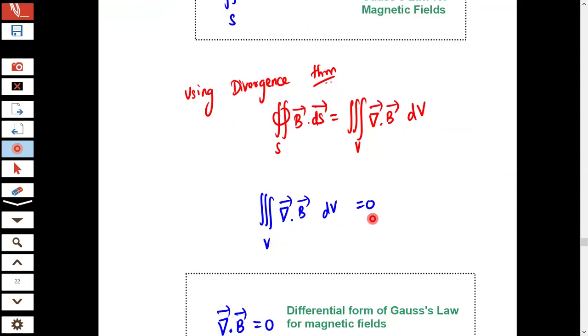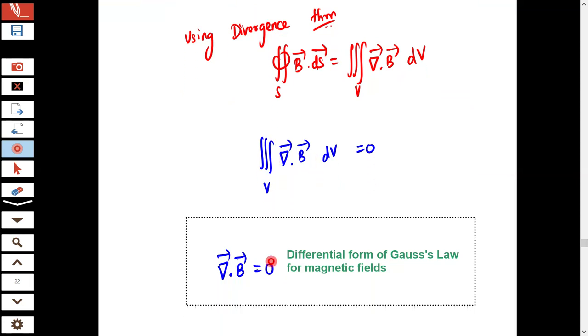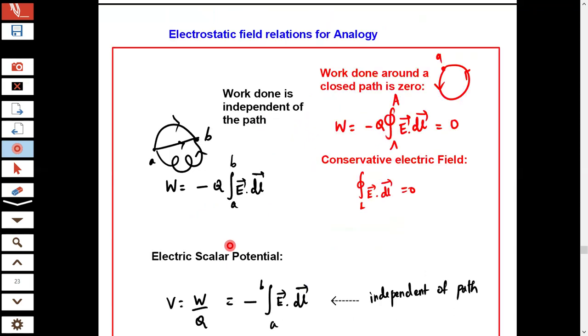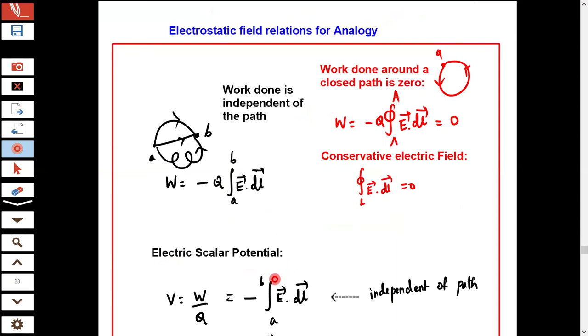Any integral can be 0 if the integrand is 0, and thereby we can write del dot B is equal to 0. This is the differential equation stating the Gauss law for magnetic fields. Now, similar to electric potential, we are going to consider the magnetic potentials. So, analogous to the electric scalar potential, we can define the magnetic scalar potential.